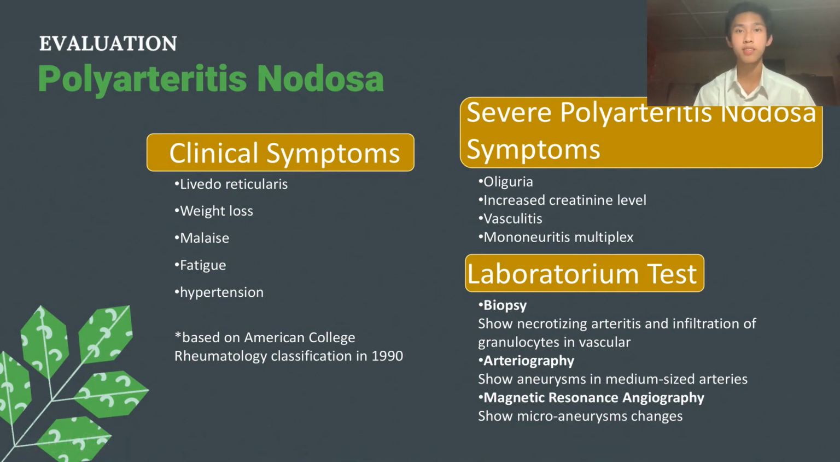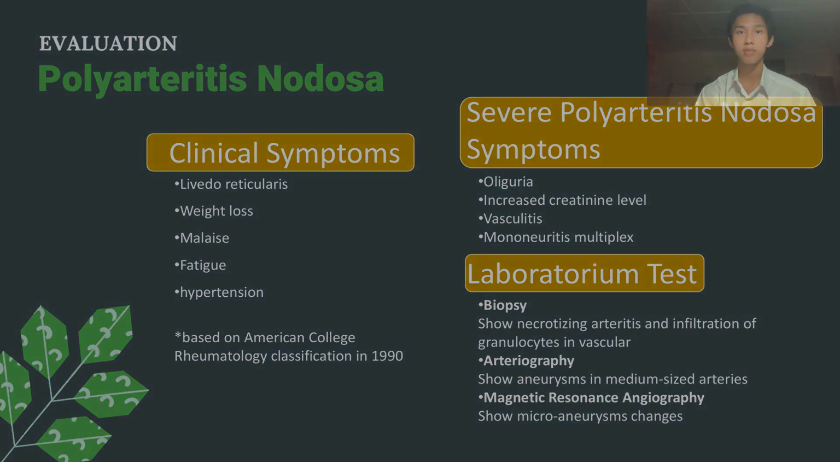Clinical symptoms such as livedo racemosa, vertigo, malaise, also hypertension may occur in polyarteritis nodosa, according to ACR classification in 1990. In severe PAN will be found oliguria, increased creatinine level, and vasculitis. Biopsy shows necrotizing arteries and infiltration of granulocytes in the vasculature, while arteriography can show aneurysms in the arteries, and angiography will show microaneurysm changes in arteries.